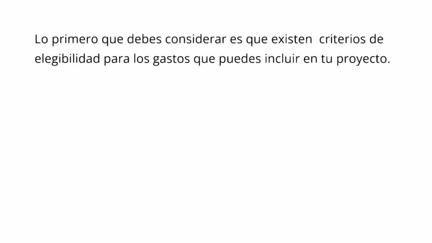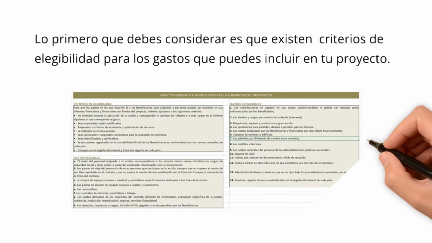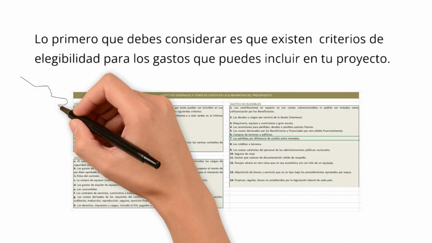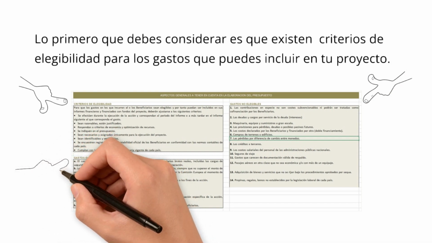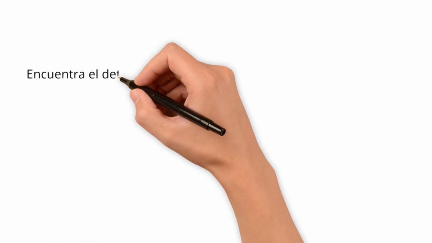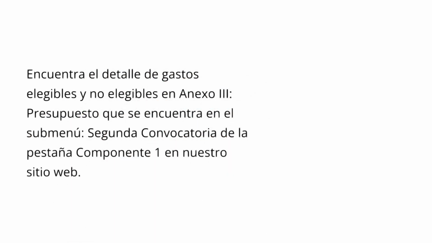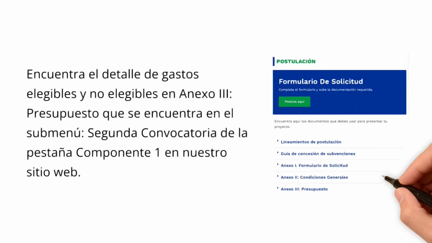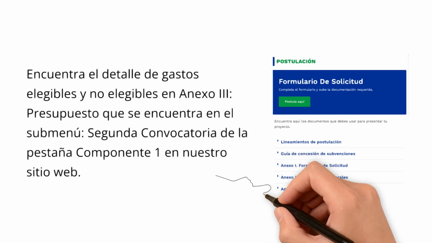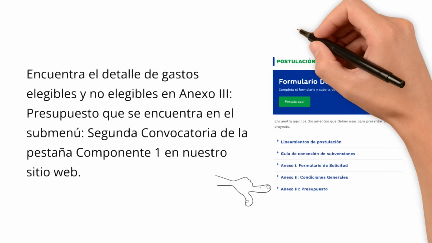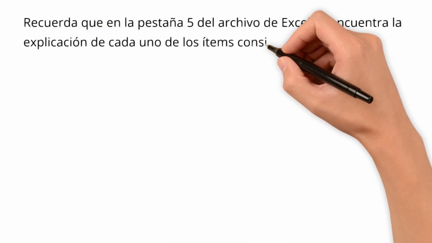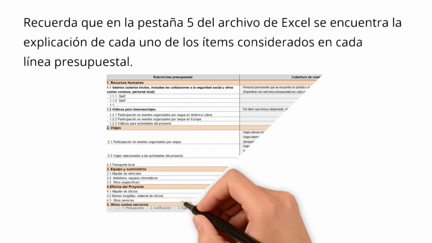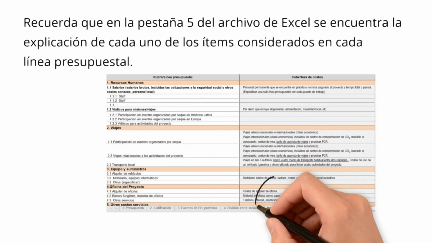The first thing you should consider is that there are eligibility criteria for the expenses that you can include in your project. Ineligible expenses and eligible expenses. Find the detail of eligible and ineligible expenses in Annex 3, Budget, which is found in the second call submenu of the Component 1 tab on our website. Remember that in tab 5 of the Excel file there is an explanation of each of the items considered in each budget line.